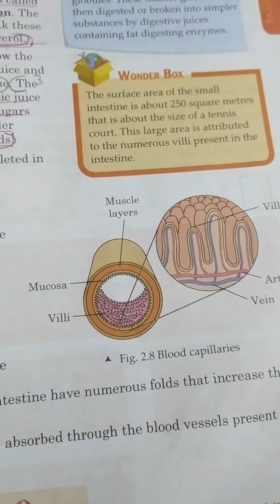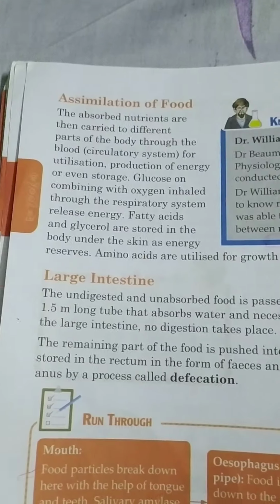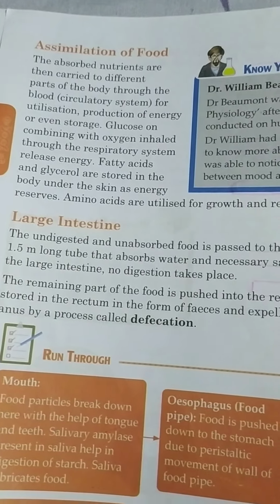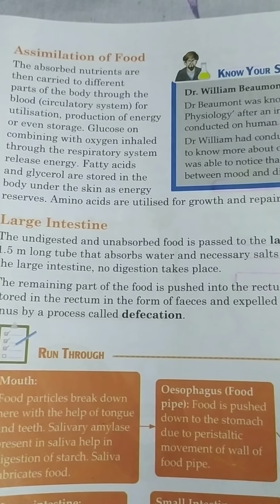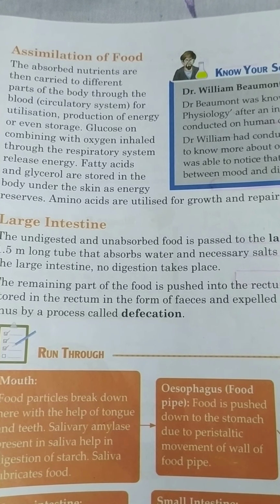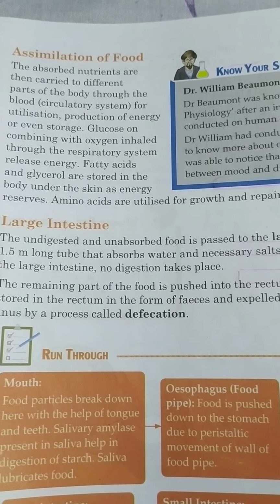Then the absorbed food has to be utilized. So with the help of assimilation, part of the food is used. See, I made you underline, I made you write in points, so please learn it. The absorbed nutrients are then carried to different parts of the body through the blood, through the circulatory system, for the proper utilization of the food.